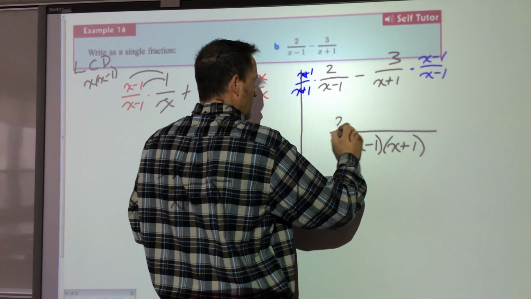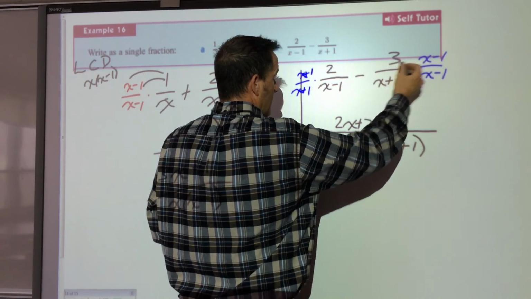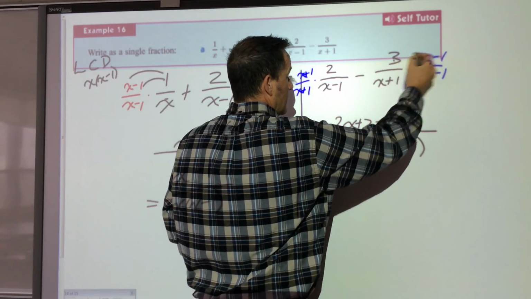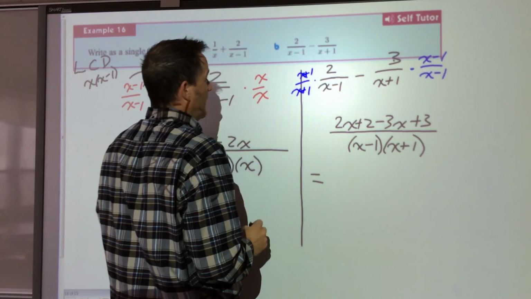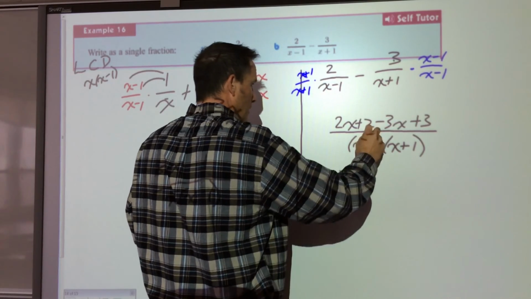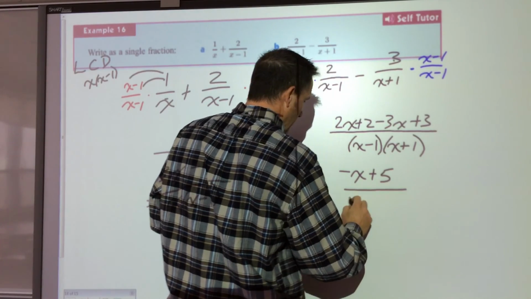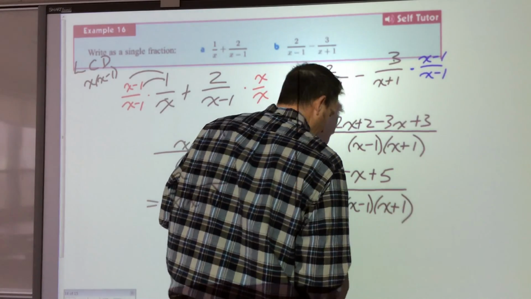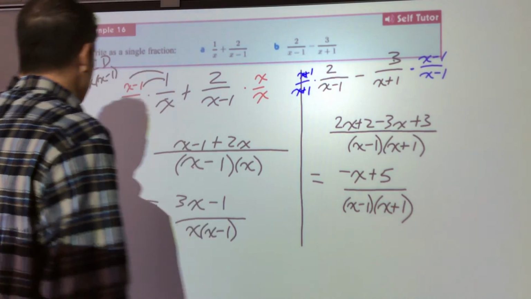x times 2 gives me 2x plus 2 minus, think of this as negative 3, so we can do this all at once. So negative 3 times x is negative 3x. Negative 3 times negative 1 is plus 3. And we're flying. 2x minus 3x gives me negative x. 2 plus 3 gives me 5. All over x minus 1, x plus 1. And we're done. That finishes off section D.